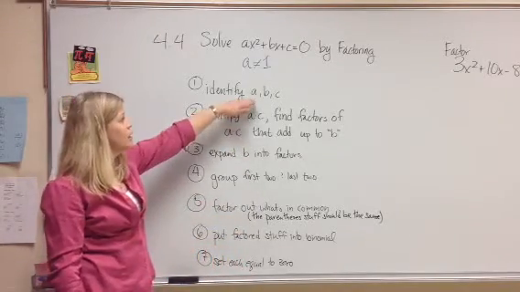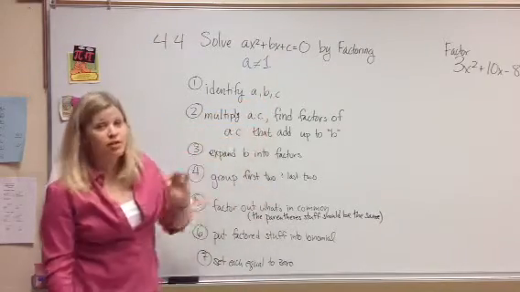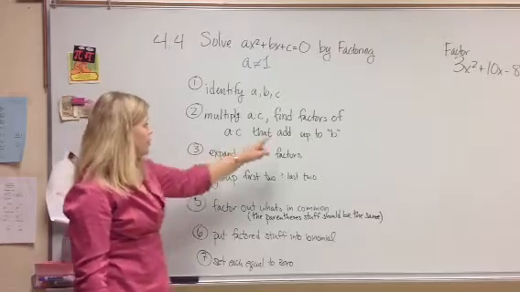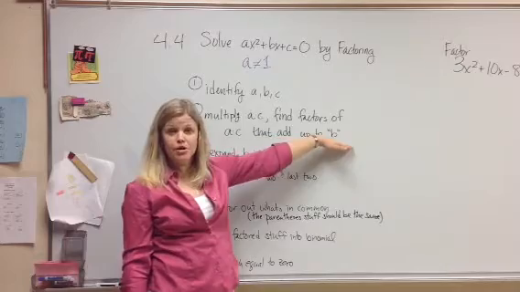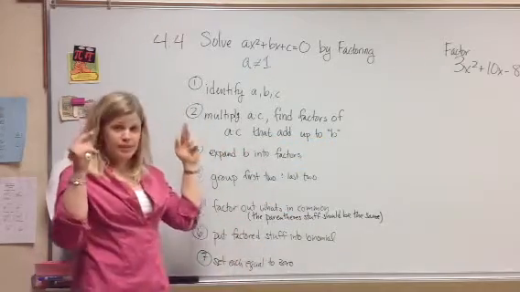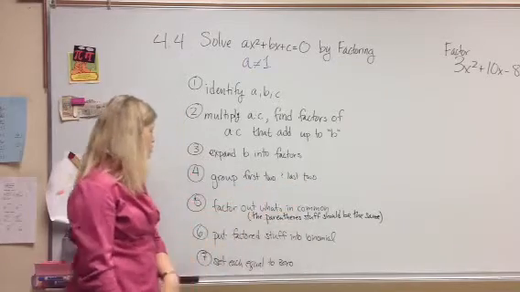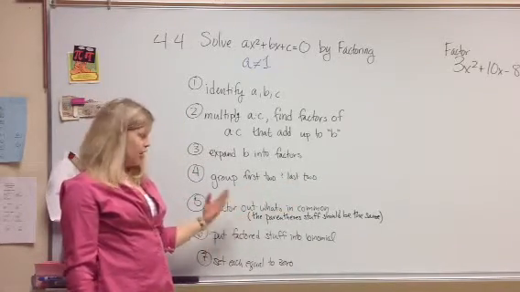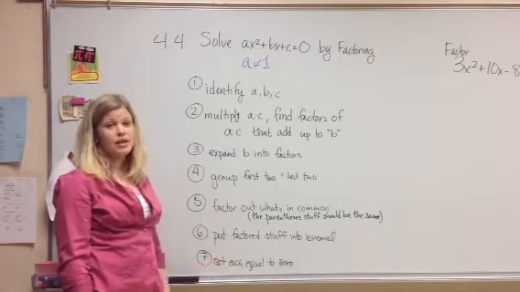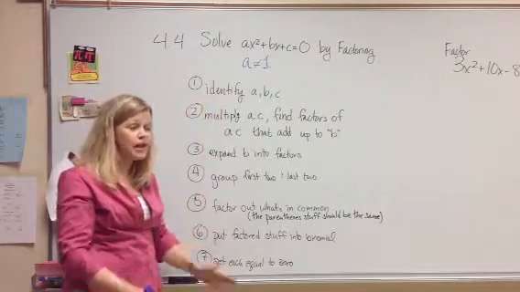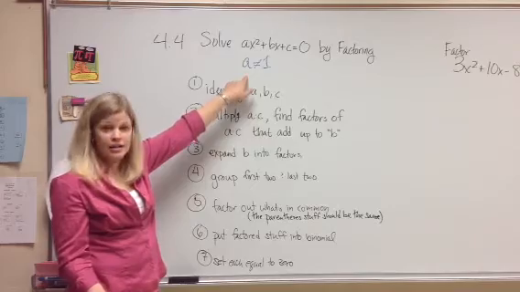So let's remind ourselves, we're going to figure out what a, b, and c are. We're going to multiply a times c. Only remember, a won't be a 1. And then we're going to figure out all the factors of ac, and we're going to pick the one that adds up to b. Then we're going to expand b into the two factors. We're going to group the first two terms and the last two terms. We're going to factor out what's in common. We're going to put the factored stuff into a binomial, and if we need to, we can set each equal to 0. So same exact steps. The problems are just going to look a little different because a is no longer 1.